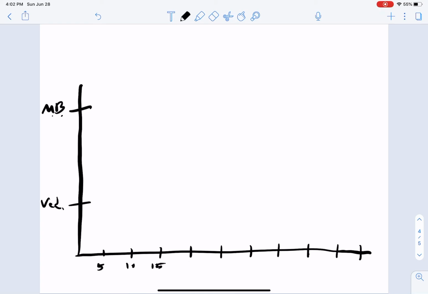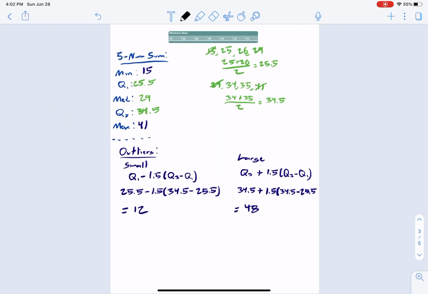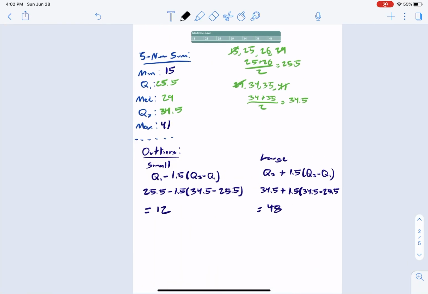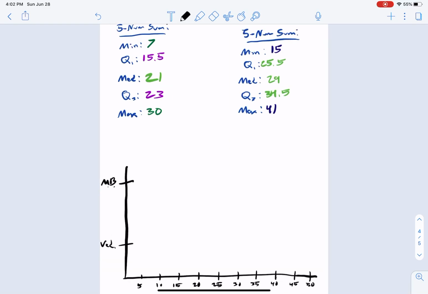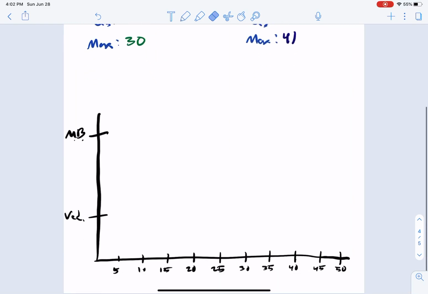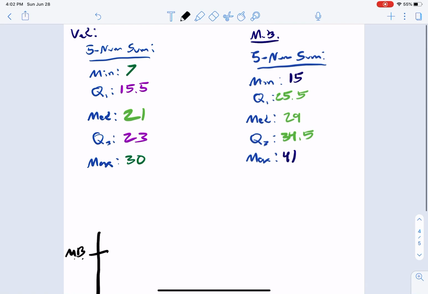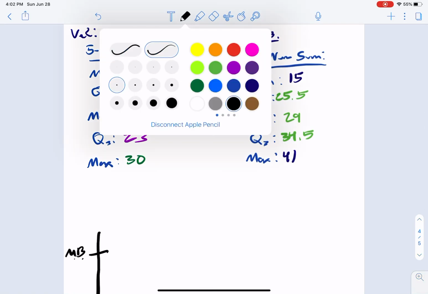Jeez. 20, 25, 30, 35, 40, 45, 50. Now, I think that's, let's see, the highest one was 40, actually, 41. So we're good. We're going to have a little bit of extra at the end, but that's fine. All right. So which one do we want to do first? We'll do Vitavu, I guess, because that was the first one that was measured.